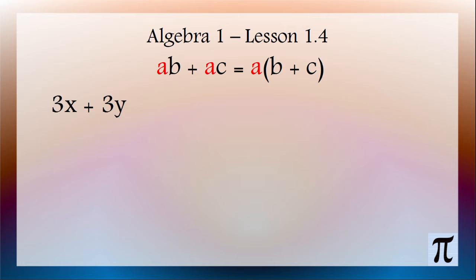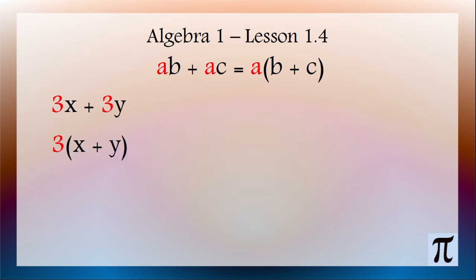So here's some examples. Again, we'll keep this up top. AB plus AC equals A times B plus C. So in this statement, 3x plus 3y, 3 is the common factor between those two things. So we are going to factor it out. So it's 3 times x plus y.